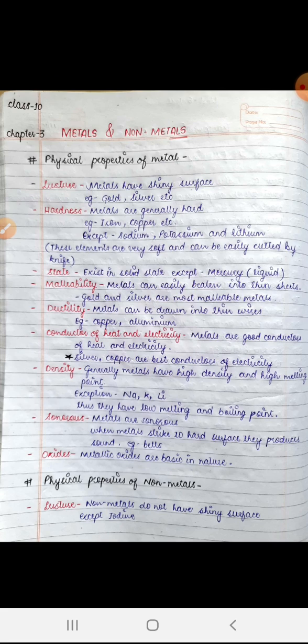Okay. Now density. What is the density of solids? Generally metals have high density and high melting point. These have high density and high melting point too.